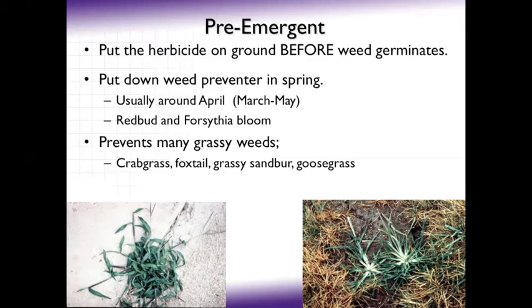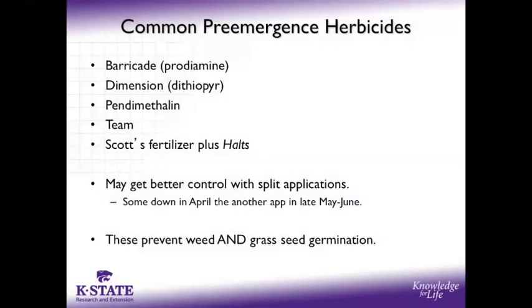But if you don't put a preventer down, you can use post-emerge herbicides. But it's only going to kill what's emerged. It's not going to prevent anything else from emerging. So some of your pre-emerge herbicides are going to be like Barricade, Dimension, pendimethalin. It's also called Prowl. Scotts fertilizer plus Halts. There's a lot of them out there. So look at the bag that says Crabgrass Preventer.